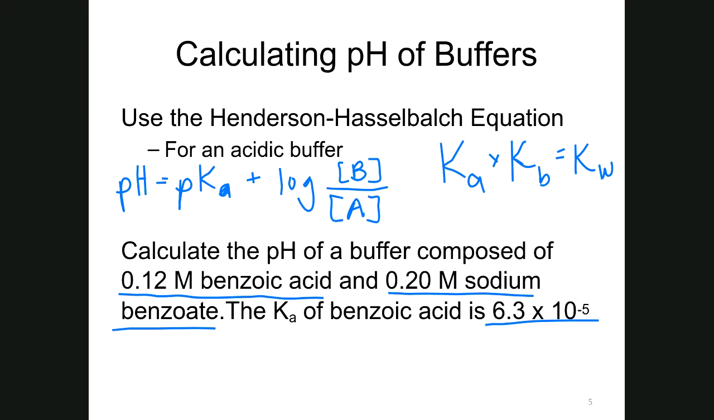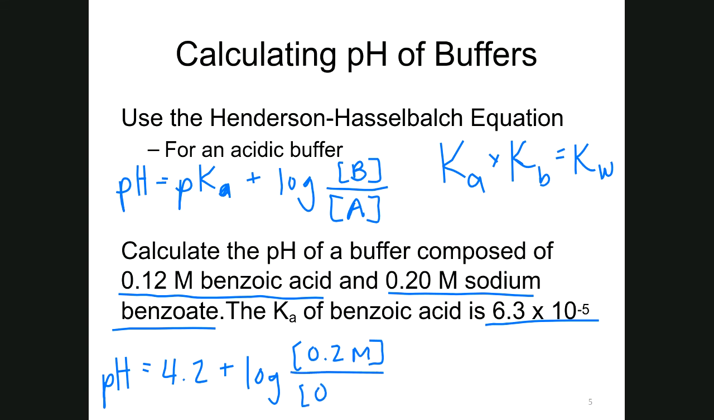So the pH of the buffer equals the pKa. P means negative log. So we're taking the negative log of 6.3 times 10 to the negative 5, and the pKa is 4.2, plus the log of our base over our acid. The base is the sodium benzoate, so 0.2, over the acid, which is 0.12.